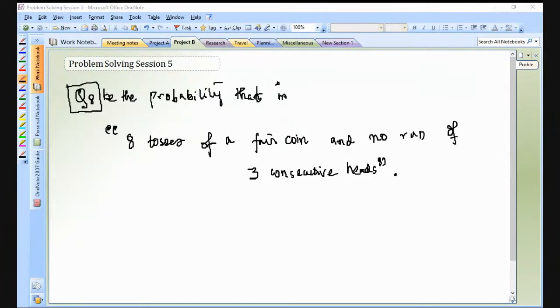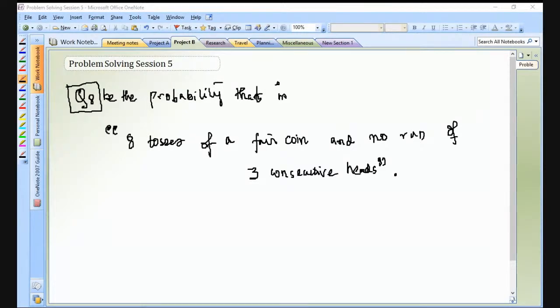I can assure you that this problem is based on basic conditional probability. So if you know conditional probability, this problem is perfect for you. Any ideas, guys? 8 tosses and no 3 consecutive heads. How can it happen? What is the way to think about this problem?